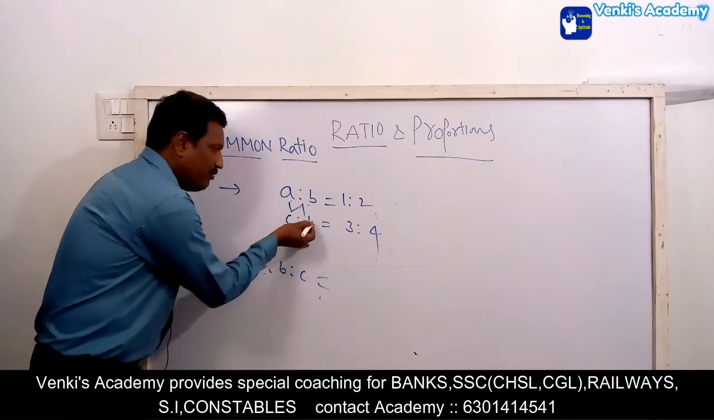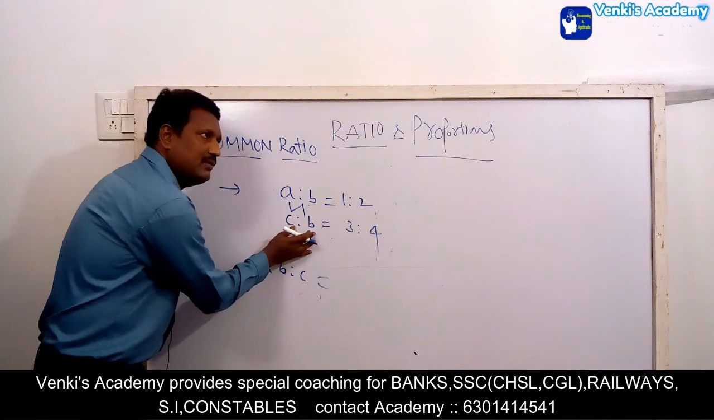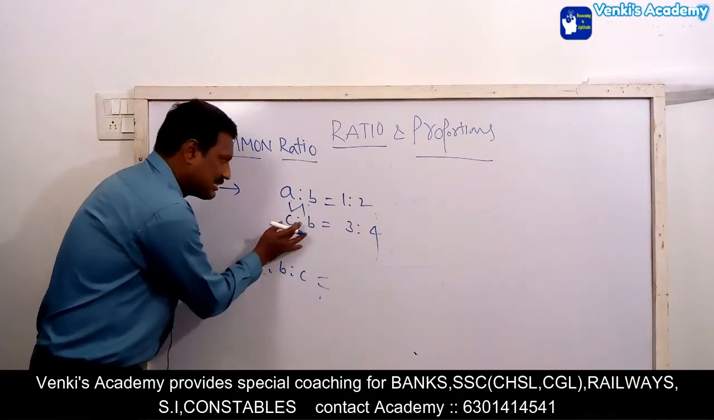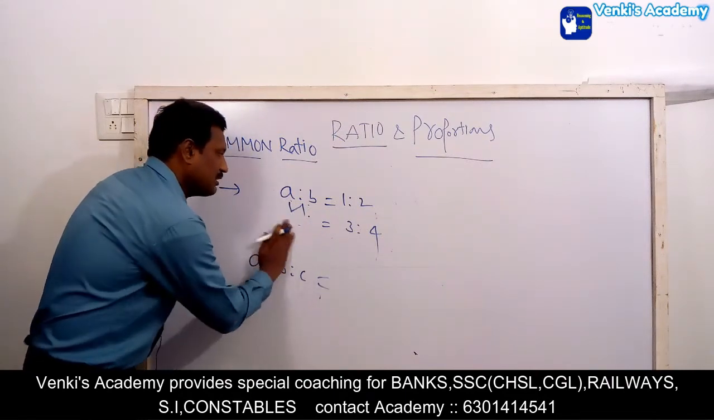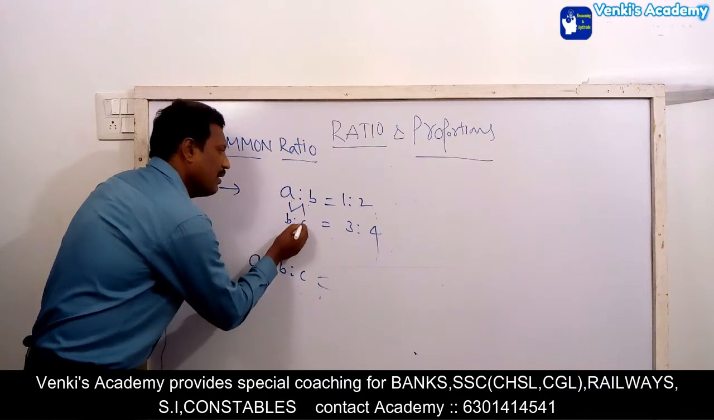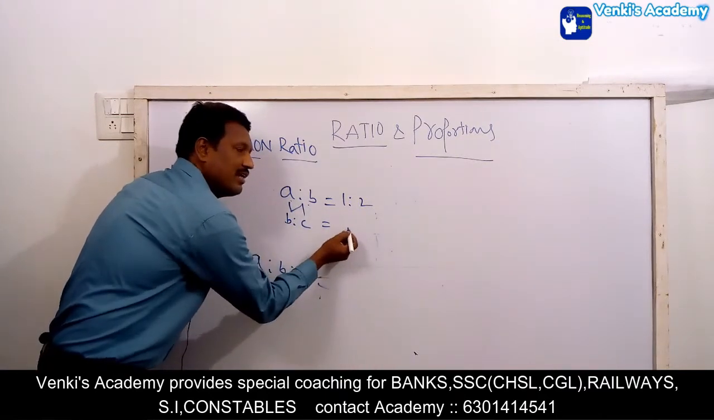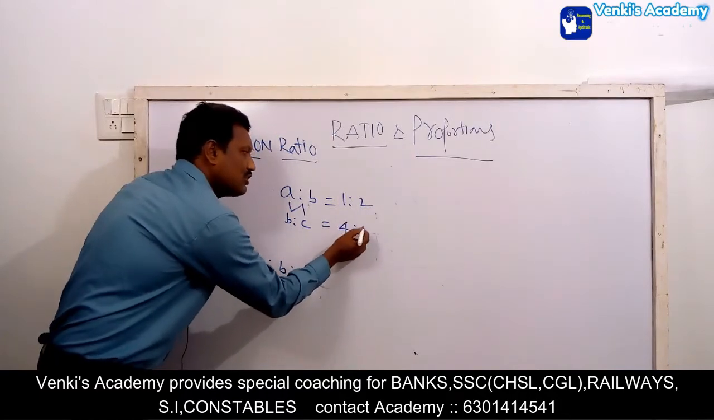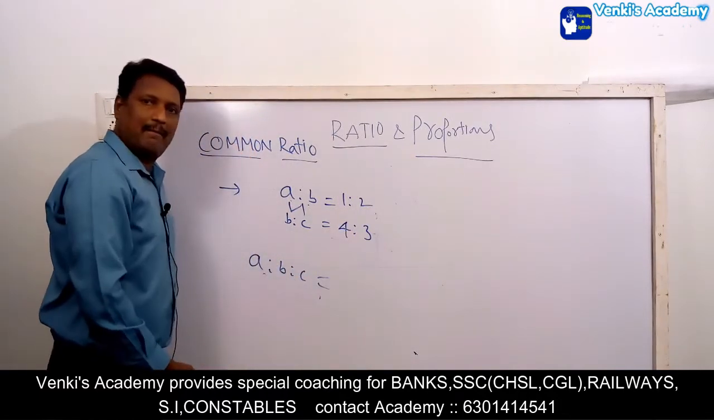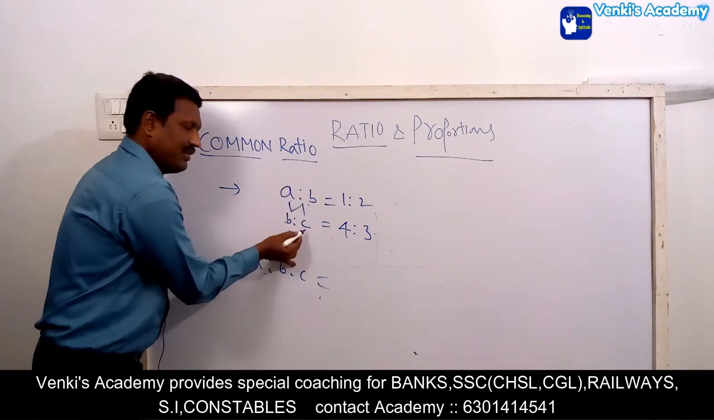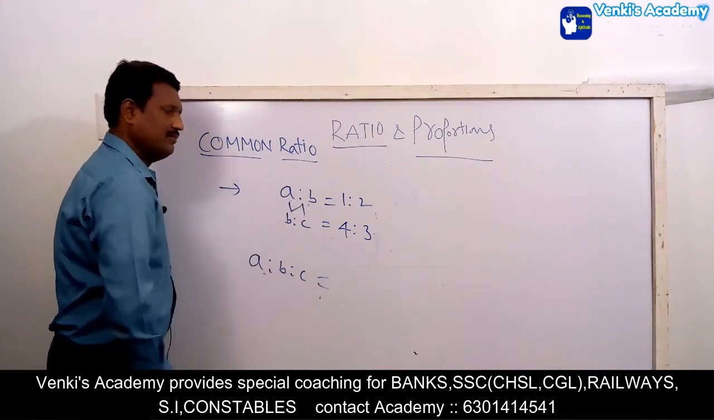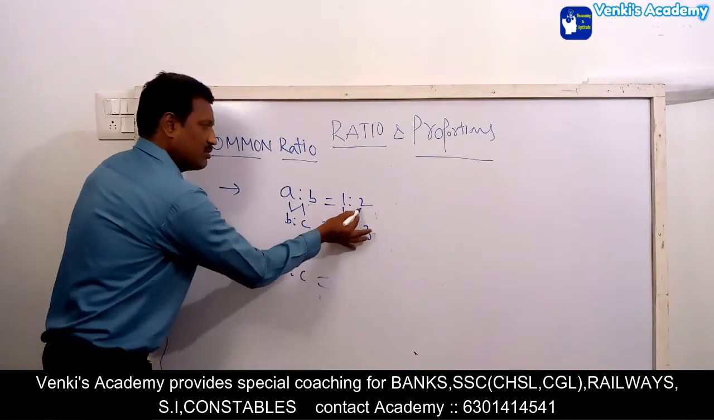Simply, if C is to be here, if you reverse it, this ratio becomes reversed. That means it becomes B is to C. Similarly, this value is also reversed, so 3 is to 4 here. Before that, it was 4 is to 3. Now we can apply straight cross straight. Now see here, straight cross straight.